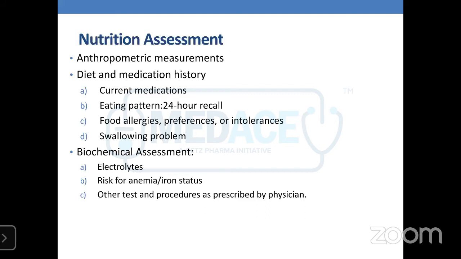Status of the patient or the individual. Then diet and medication history. This is a very important part of the assessment because it tells us about the current medication the patient is on, eating pattern through 24-hour recall or any other dietary tool, food allergies, preferences or intolerances, if the patient already has these issues. Then biochemical assessment: we need to check the lab values for electrolytes, risk for anemia, iron status, and other testing procedures as prescribed by the physician. So all of these things are included in the assessment process.